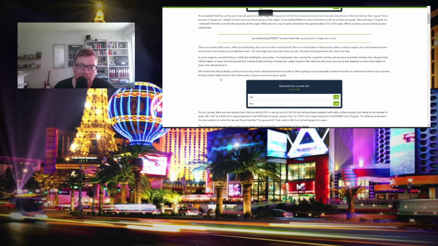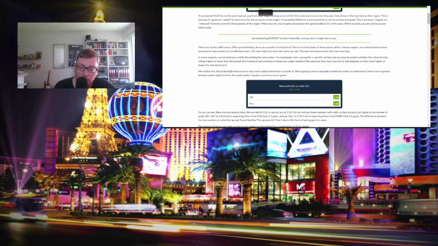So with spread betting, there are no odds involved, and there's no fixed stake or fixed payout. The wagers are settled after the game finished, and depending on how accurate your prediction was, you get paid more or you get paid less. The more you were right, the more you win. The more you were wrong, the more you lose. So spread betting is a bit like the over-under betting that is very easy to understand.